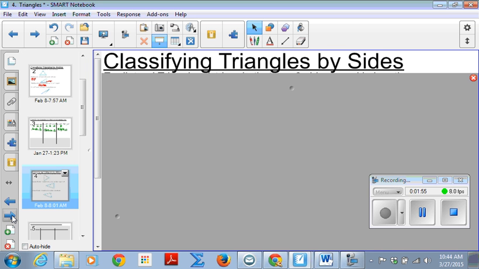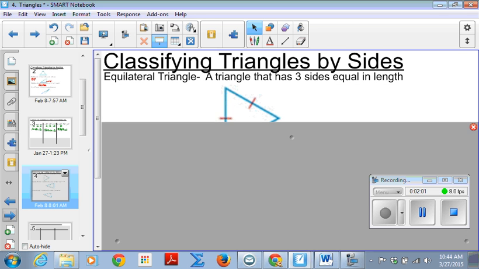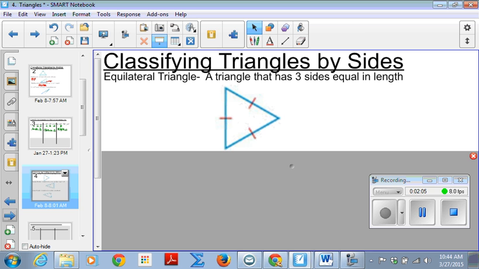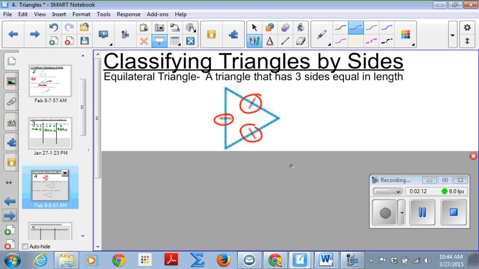Now, another way to classify triangles is to classify them by their sides. So we have what's called an equilateral triangle. This is a triangle that has all three sides that are equal in length. And notice the red tick marks. The fact that there's one per side tells us they're all the same measure.